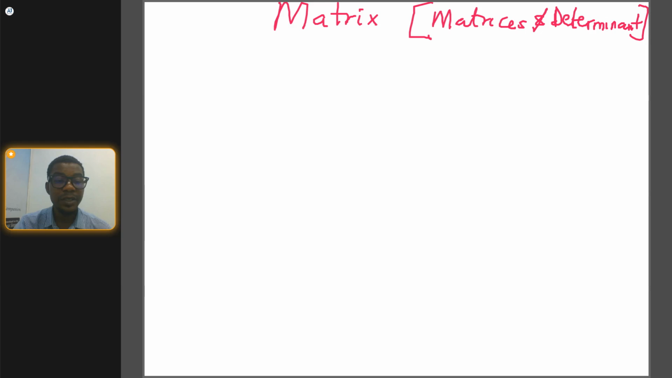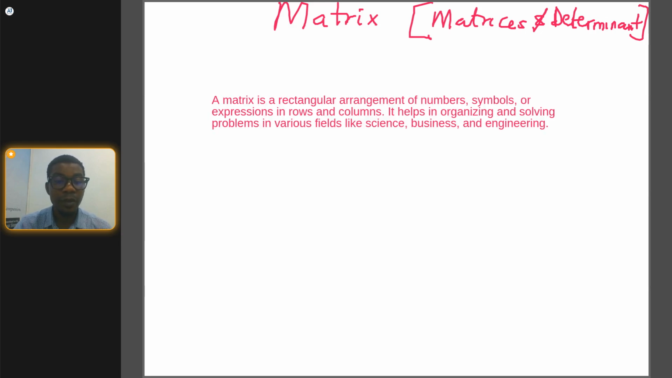Okay, so we have the definition of a matrix. A simple definition: matrix is a rectangular arrangement of numbers. It is mostly numbers. The rectangular arrangement of what? Numbers, symbols, or expressions in rows and columns.